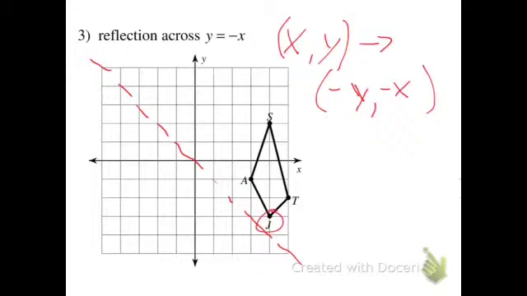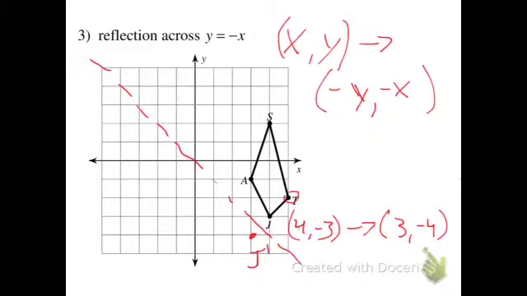For example, J here is at 4, negative 3. Hold on one second. Yeah, so J here is at 4, negative 3. Hold on, let me put this letter. And so if you switch the order and make them the opposite signs, you're going to get 3 and negative 4, which is right there. And that actually is how J is reflected over.